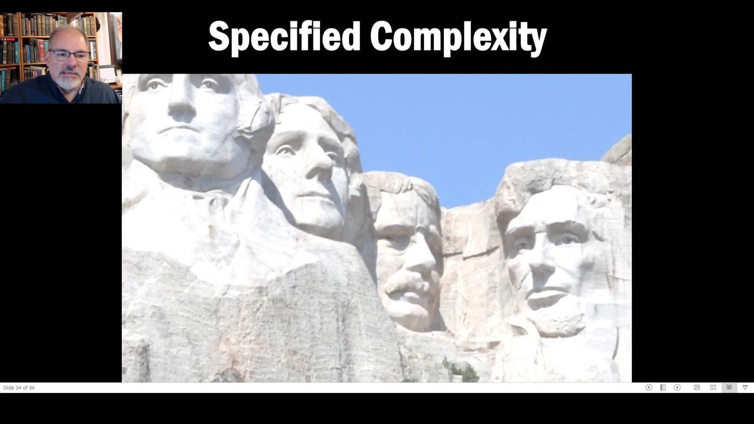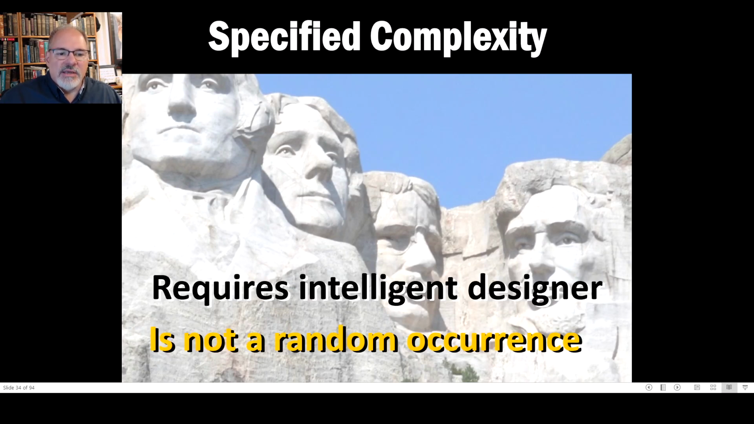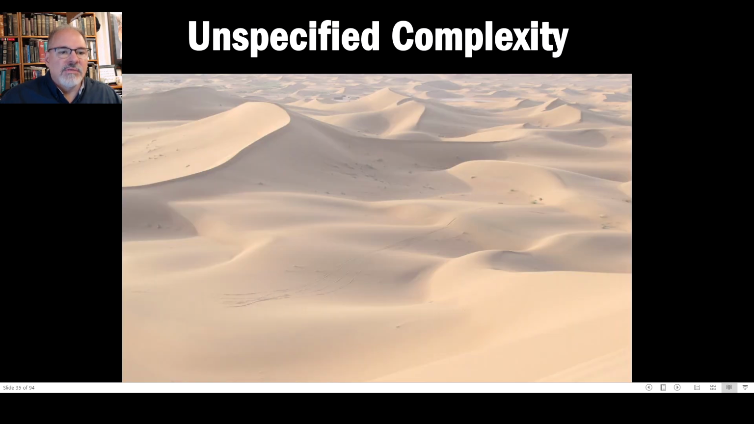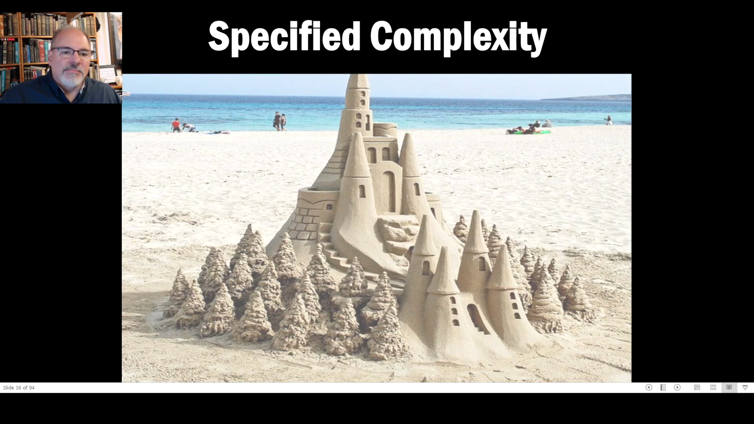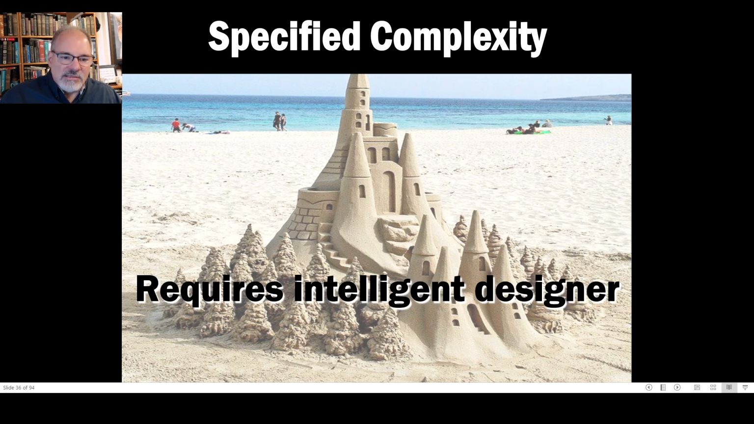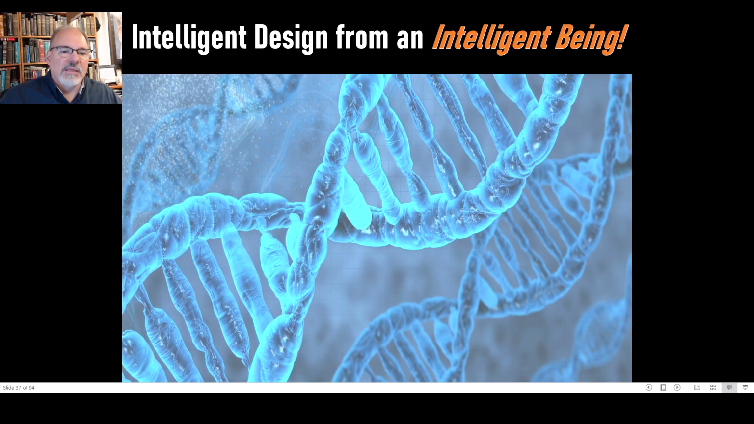This is specified complexity. And you're not going to see this in a whole bunch of places unless the same or somebody else with the capability chisels them out. So it requires an intelligent designer and is not a random occurrence. So unspecified complexity, right, requires no intelligent designer, non-repetitive and random. Specified complexity requires a designer and is not random in its occurrence. So it's not like you would knock this sandcastle down, come to the beach the next day, and somehow the waves would make another one. That's not going to happen.